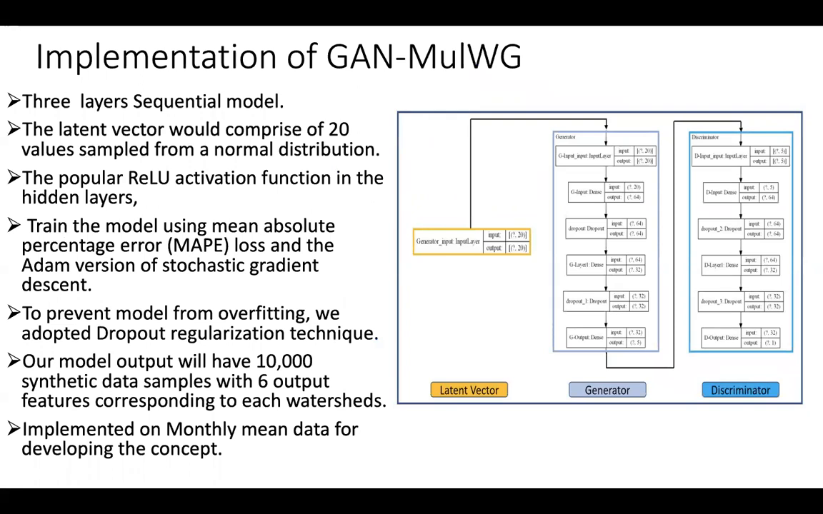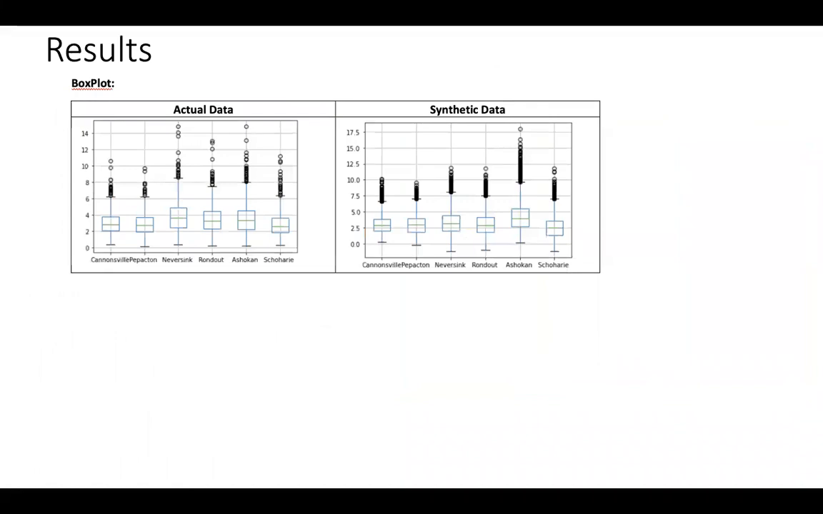We use 20 values sampled from a normal distribution as a latent vector to start the network. We use the popular ReLU activation functions, and we can run and generate 10,000 synthetic data points with 6 output features corresponding to each watershed. And we implemented this first on monthly mean data before going to daily, because we want to test whether it works at least, and then we can go for higher temporal resolution. So based on the results we have up to now, it looks like this.